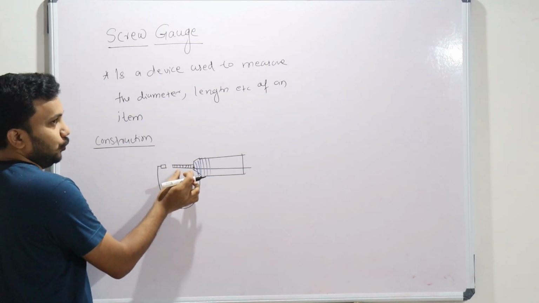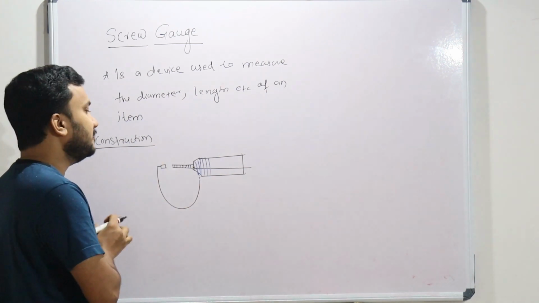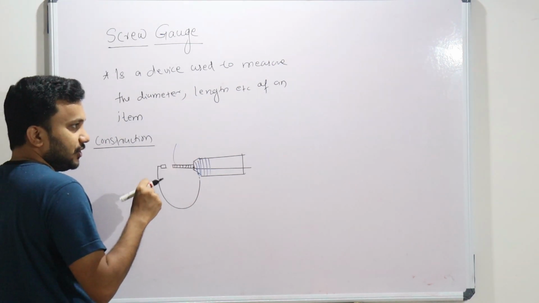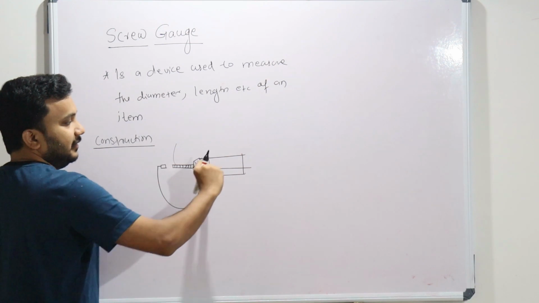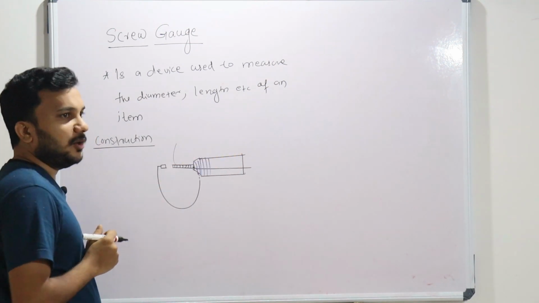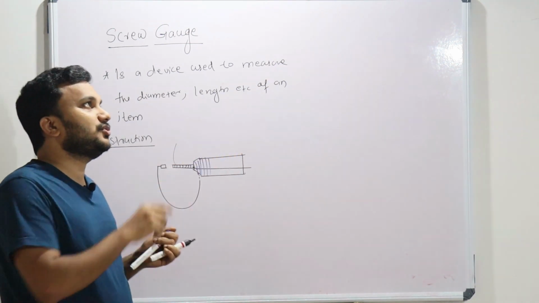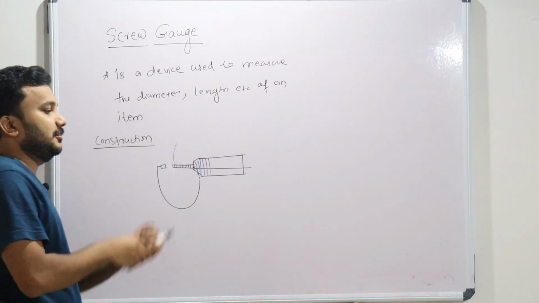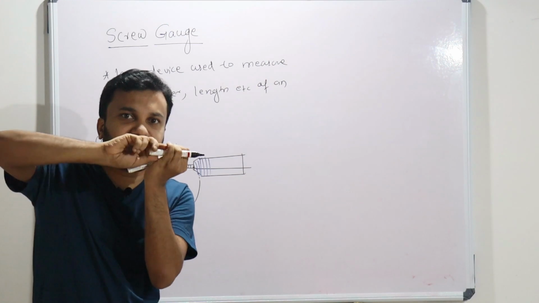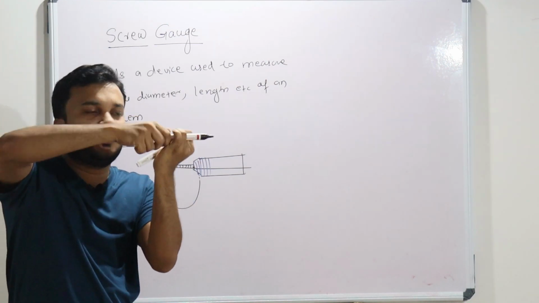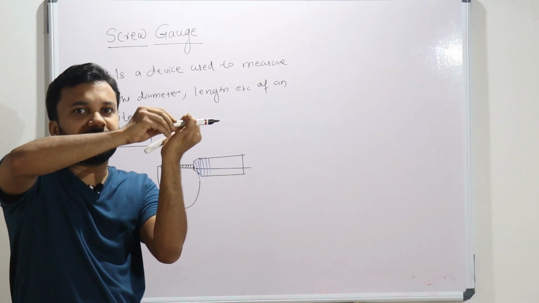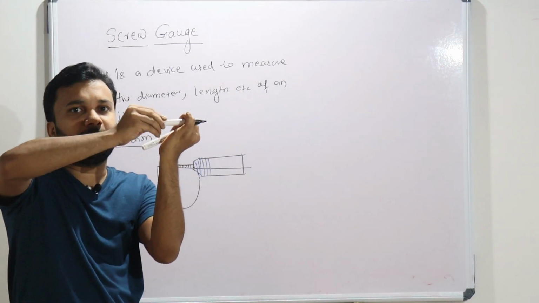This is like a screw. You have to imagine this is like a screw, and this screw can move along a thread. Suppose you are putting a screw in a wall and you are tightening the screw like this. You are turning the screw, which means the screw will go into the wall. If you turn in the other direction, the screw will come out.